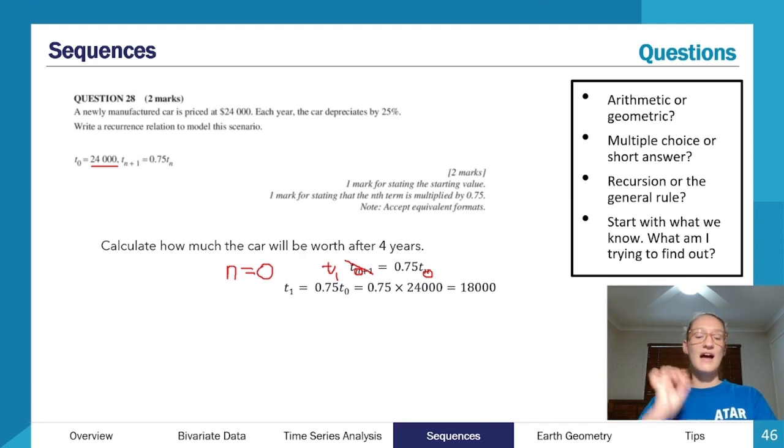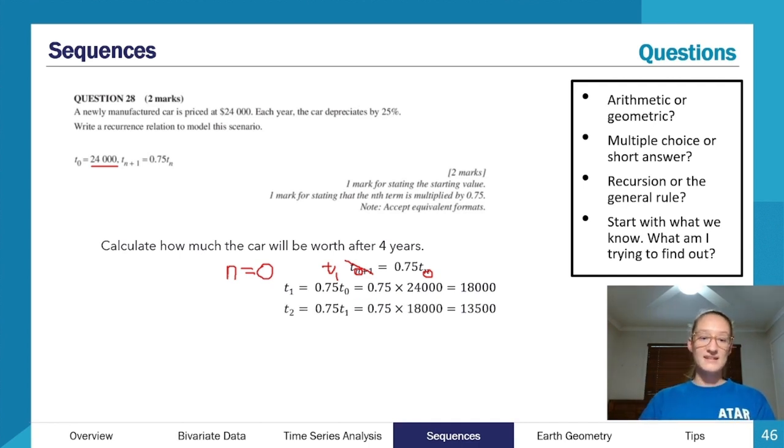So T1, like I've already said, equals 0.75 times T0. And because we know that T0 is the exact same as $24,000, because that's what equal means, they're balanced, they're the same, we can substitute T0 for $24,000. So what's 25% less of $24,000? Well, that's $18,000. So after 1 year, our car has depreciated by 25%, and we can now say that its new value is $18,000.